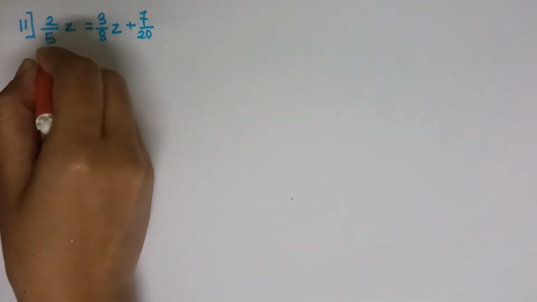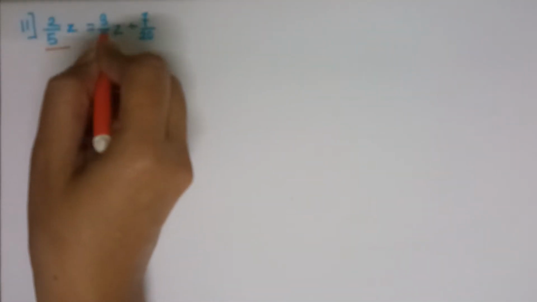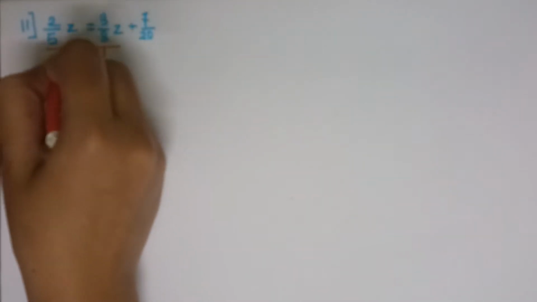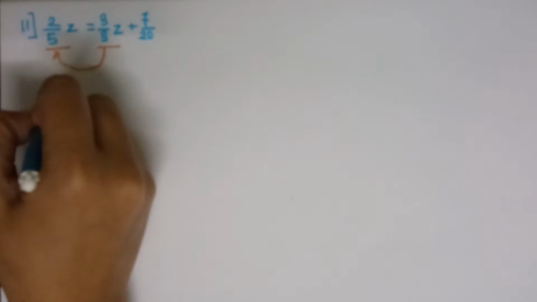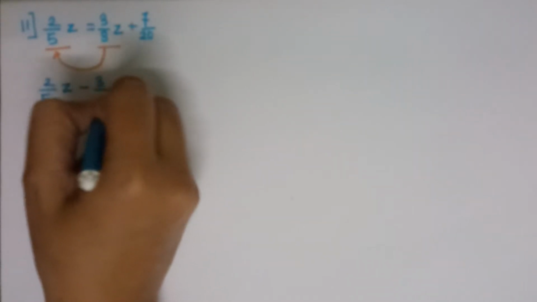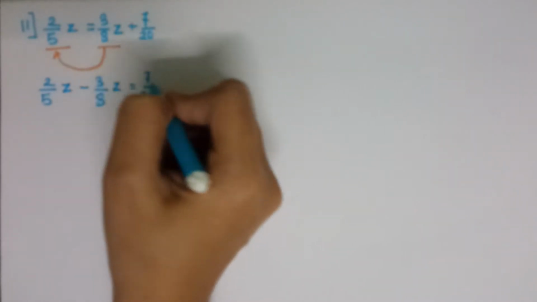So you know that these numbers are the coefficients with the variables. What are we supposed to do? We are supposed to take them together, right? So let's take them together. This 3 by 8z will be moving to the left hand side, so it will be minus, right? So 2 upon 5z minus 3 by 8z is equal to 7 upon 20.